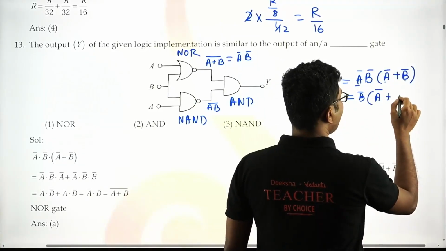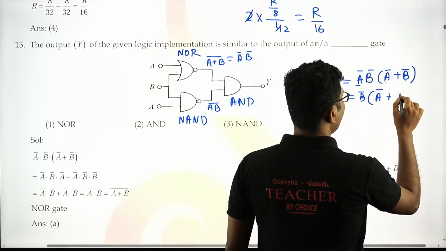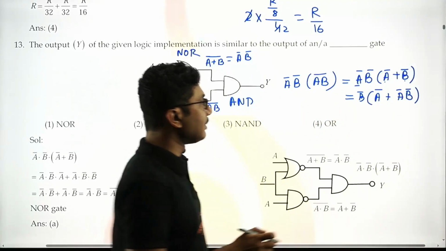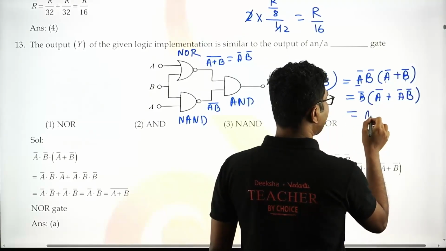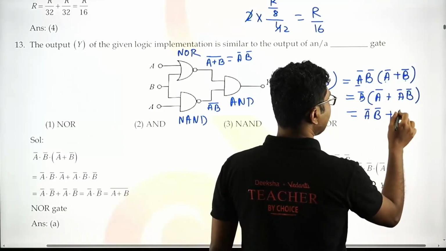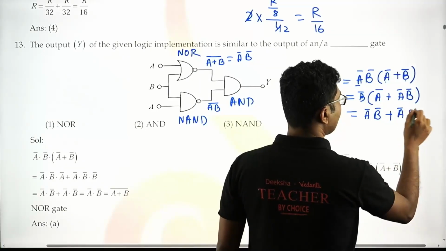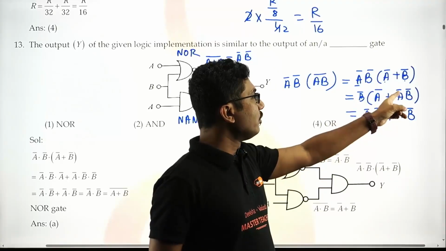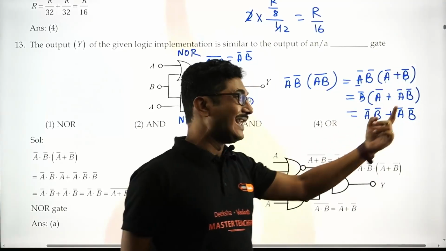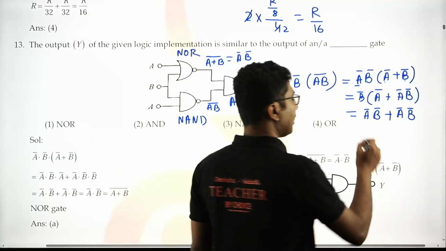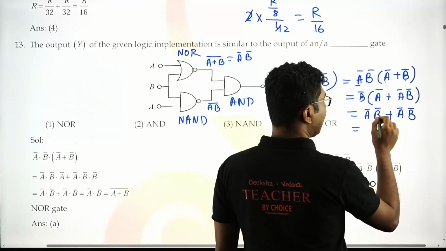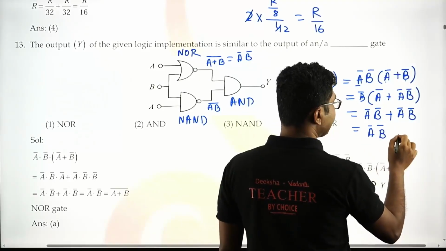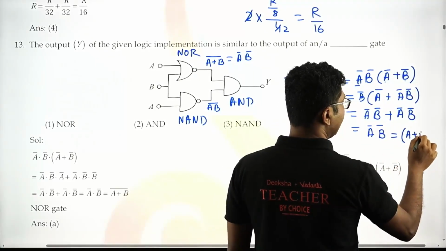is A bar B bar, right. Now let's multiply the B bar, so it will be A bar B bar plus A bar B bar. Why? Because B bar into A bar is A bar B bar. B bar into B bar is the same B bar, so again it is A bar into B bar, so it will be A bar B bar plus A bar B bar, that is again A bar B bar, which is basically A plus B whole bar.